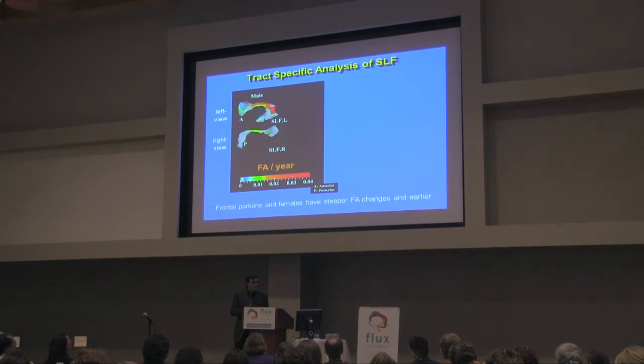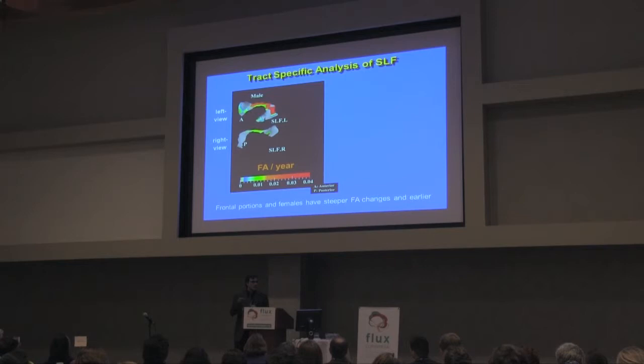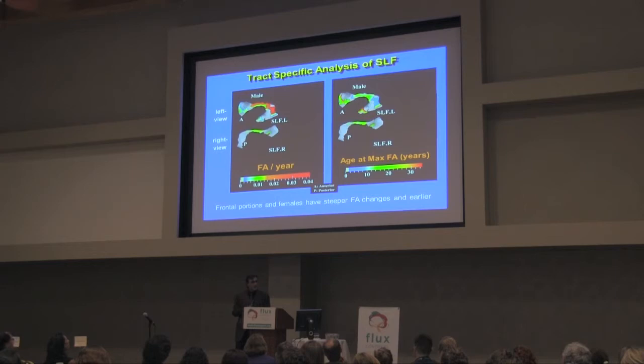If you look again at the SLF, the top one is the left SLF and the bottom one's the right, you can see again that not all the vertices are behaving the same. They all don't show the exponential increase, and they show different amounts of change. In this case, the more posterior part here shows a bigger change, likely a more rapid increase early on. If you look at the age at maximum FA, again, you can see that the posterior part here shows blue, so developed by age 10, whereas this frontal part here isn't until the teens. All right, so there's some variability along the tract, I think, is the main point.